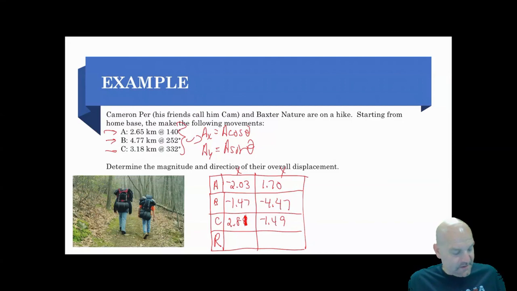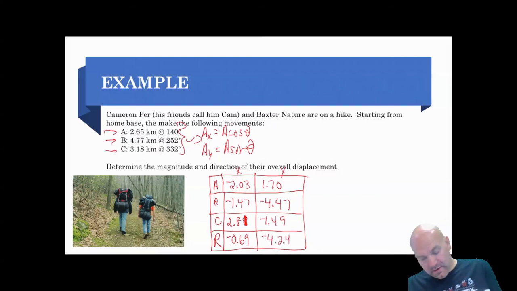And now I add my x pieces, so negative 2.03 minus 1.47 plus 2.81. And so I end up in the negative x direction of 0.69 kilometers. And then I do 1.7 plus negative 4.47 plus negative 1.47, and I end up with negative 4.24. So what that means is if I start here, I'm down in this direction somewhere, right? Something like that is where I end up. And so now I've got my components. These are the x and y components of my resultant.